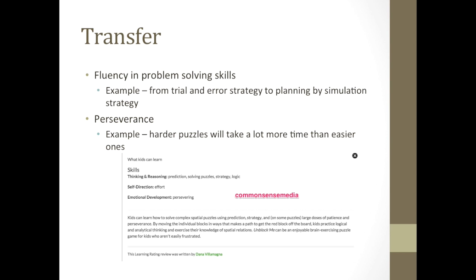Fluency in problem-solving skills should transfer as players will go from trial and error techniques to strategies like planning by simulation or reverse engineering to find the optimal solution to a puzzle. Also, perseverance should be a transfer as well because some puzzles are hard and require a lot of thought and time before beating it. A review from Common Sense Media says kids can learn how to solve complex spatial puzzles using prediction, strategy, and, on some puzzles, larger doses of patience and perseverance.